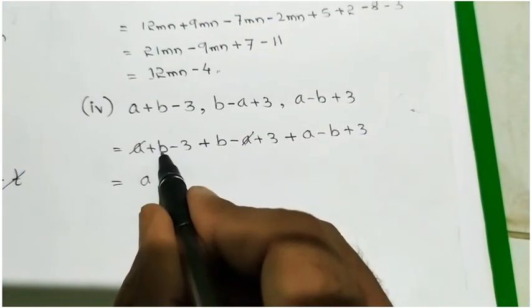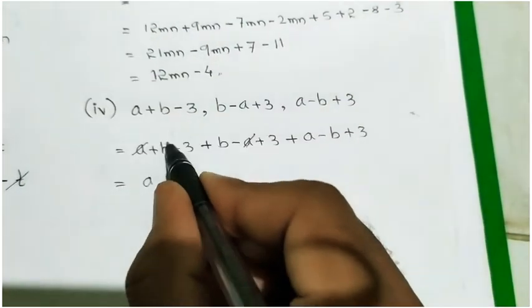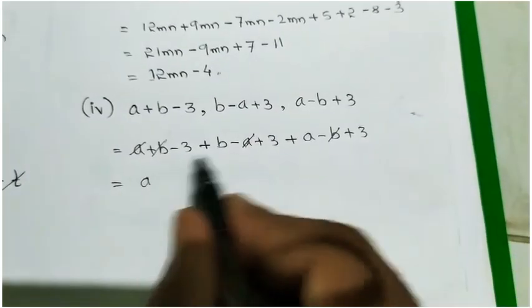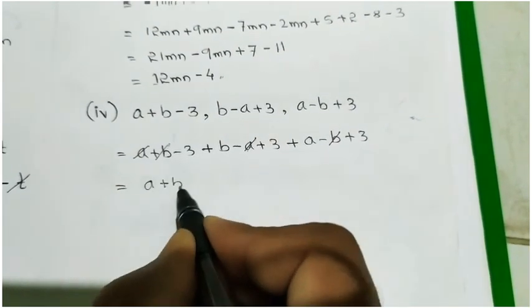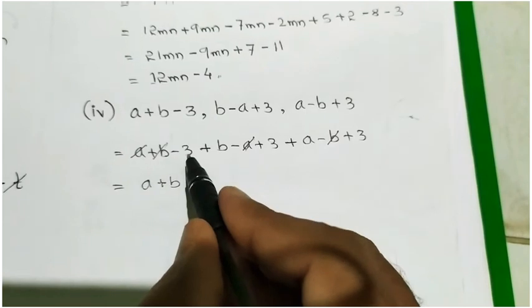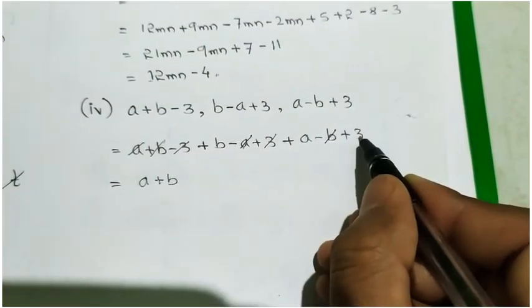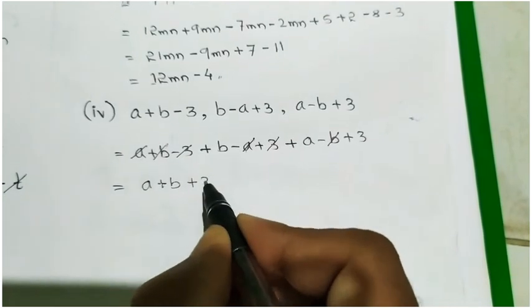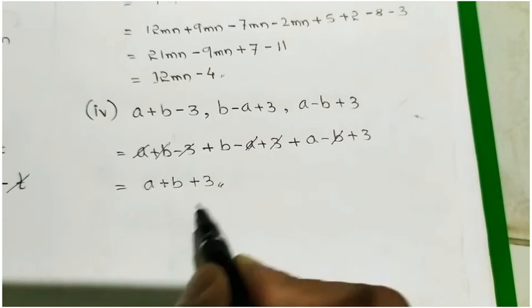Next, plus b plus b, it will be 2b, and here minus b, so plus b minus b get cancelled. Minus 0, so what is left here? It will be plus b. And next, minus 3 plus 3, these also get cancelled. What is left? Again plus 3 is left. So our answer is a plus b plus 3.